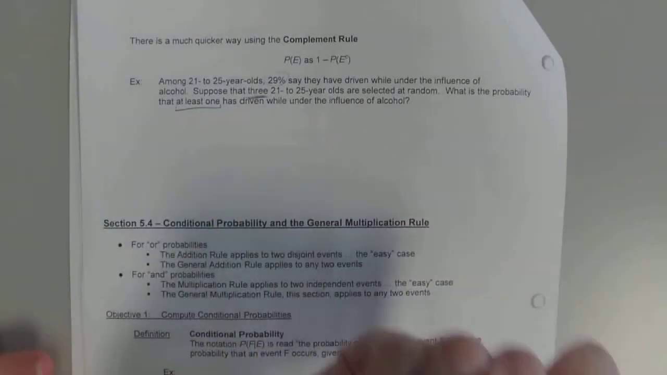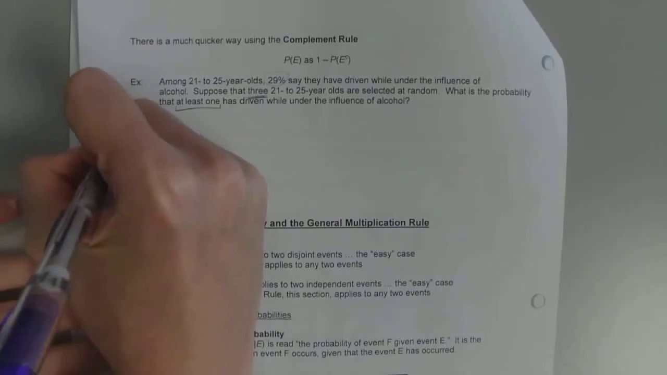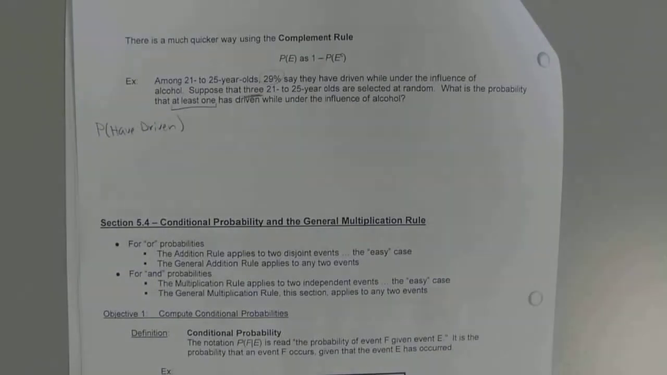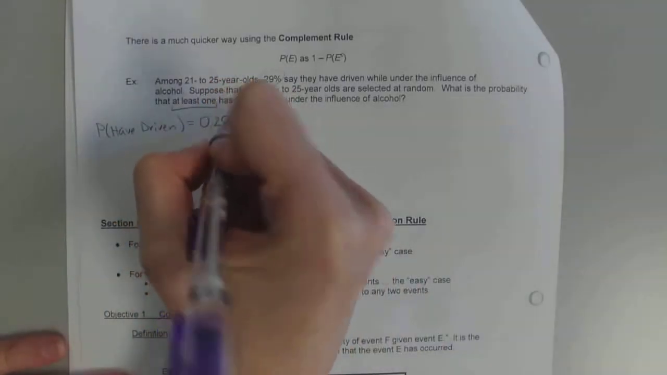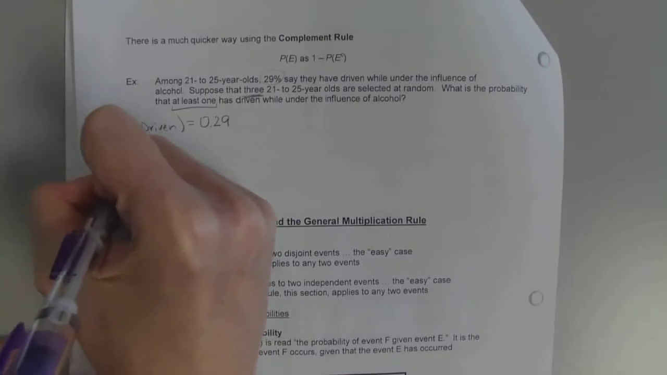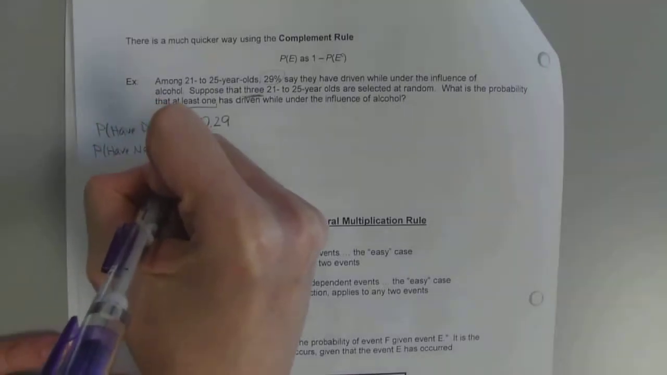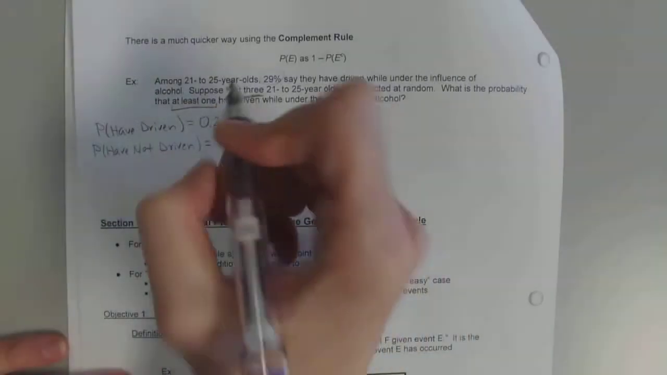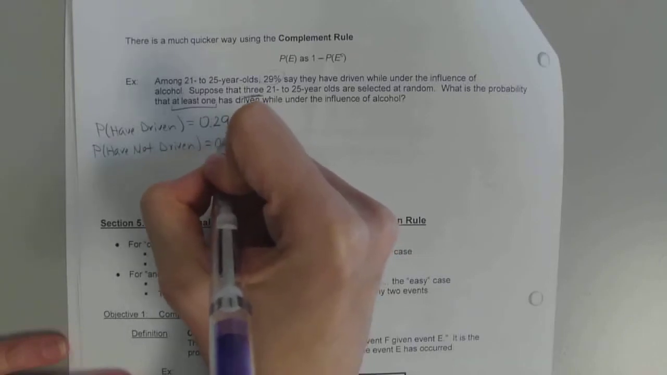What do I mean by that? Off to the side over here, let's write the probability that you have driven under the influence. Okay, what's the probability that you have driven under the influence? Yeah, it's not a trick question, right? It's what it gave us, 29%. But what is the hidden percentage that they've given us? They've given us a probability that you have not driven under the influence. What's that? 71. How'd you get that, Taylor? Just take 1 minus 29, right?